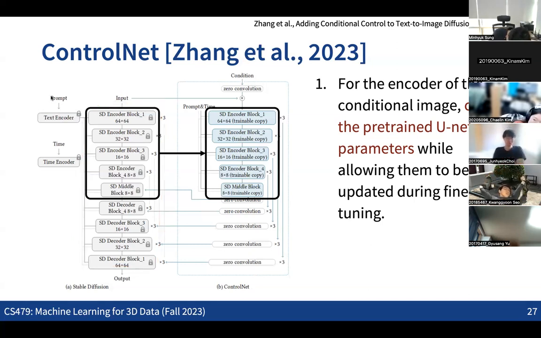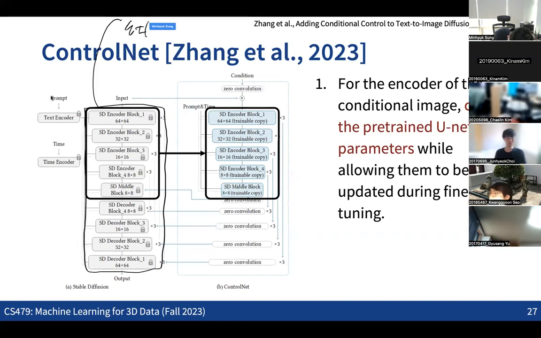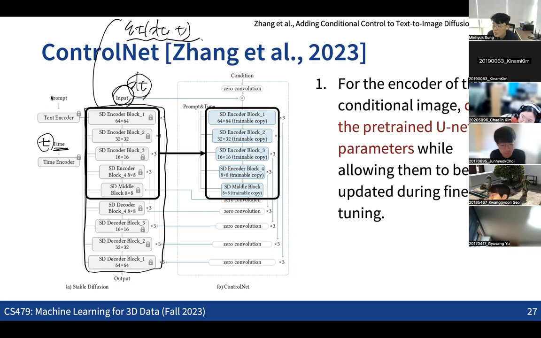So what I'm saying is that this is the noise prediction network, right? Epsilon t. Then obviously the input here will be x_t, the noisy image at each time step. And also we are feeding the time information t through the time encoder, which is fed into each of the residual blocks in the UNet. Makes sense? This was the architecture that we have seen in the previous lecture.